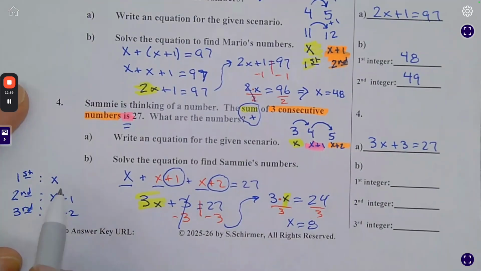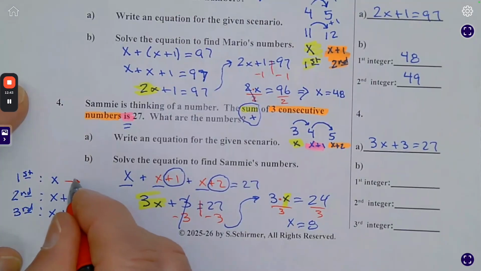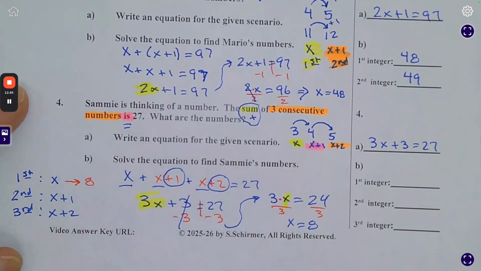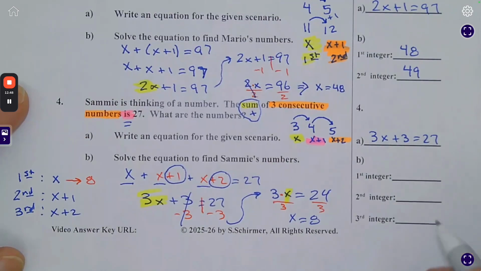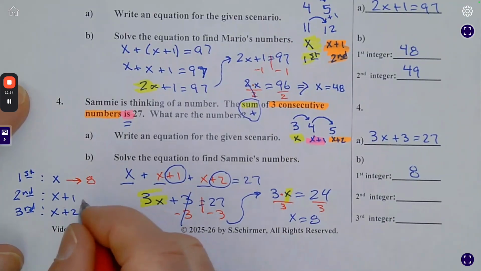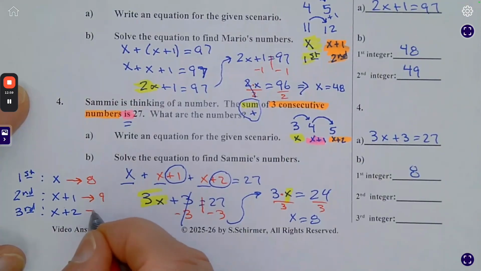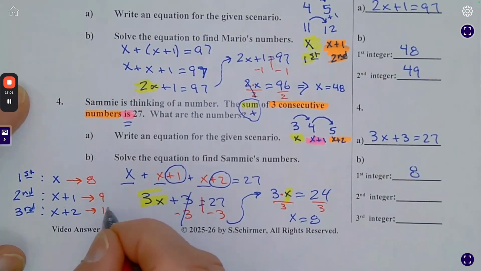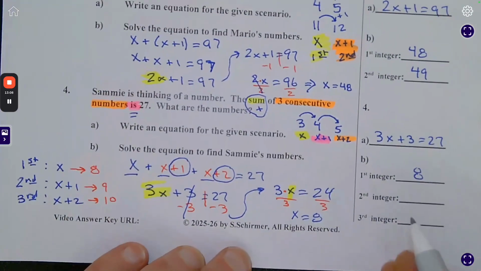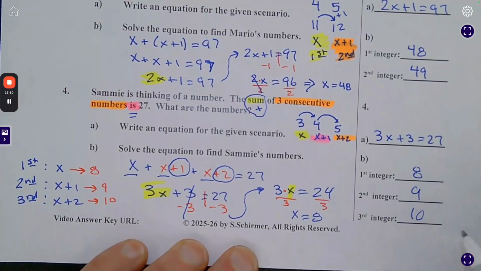All right, now let's do some problem solving. Okay, if x is 8, that means that's this one right here. Right? First integer is x. That's 8. I'm going to write that down. Okay, the second integer is, oh, sorry, I dropped my pen, is 8 plus 1. That's 9. And the third integer is 8 plus 2. That's 10. See how they're consecutive? 8, 9, 10. That's what it means to be consecutive. So I'm going to write down 9 and 10.